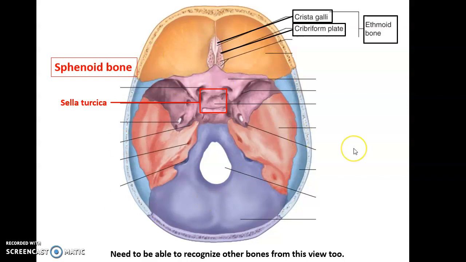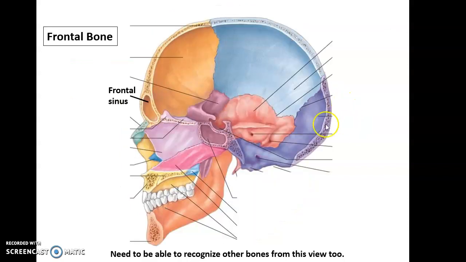Here again is a view looking into the cranial cavity with the top of the skull removed. This pinkish bone here is the sphenoid bone, and it has a large dip or depression here called the sella turcica. So that is the sella turcica of the sphenoid bone.